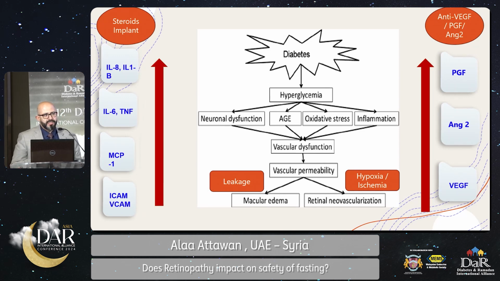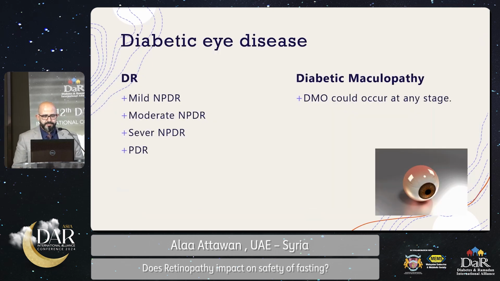We usually treat these with steroid implants. And the other factors like placenta growth factor, vascular endothelial growth factor, and angiotensin II, they are treated with anti-VEGF. These are the treatment modalities that we use for managing diabetic macular edema and sometimes diabetic retinopathy.